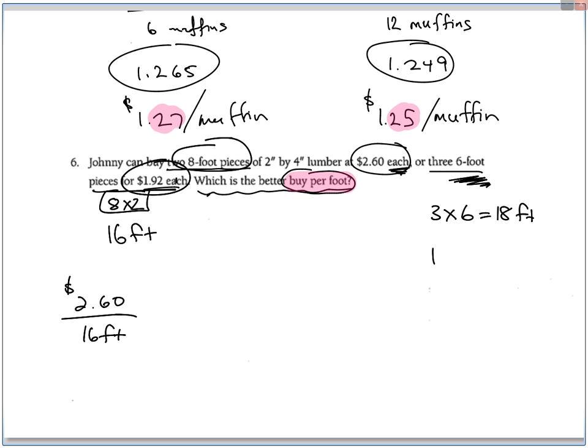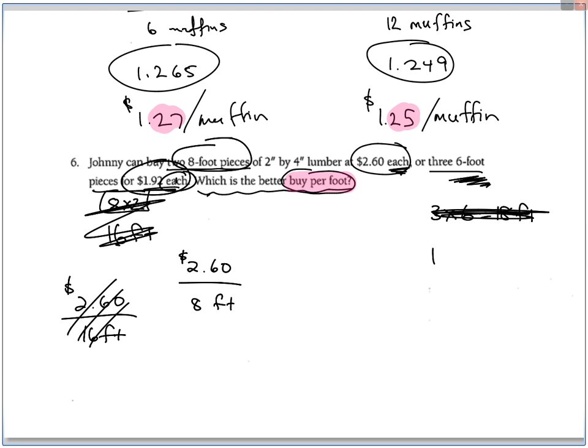Oh, we gotta be careful here. Each is important. So let's just fix this up. So he's paying $2.60 for each piece. Well, each piece is only worth, this one's worth 8 feet. So I don't have to do this calculation at the beginning. So $2.60 for 8 feet, and then $1.92 for 6 feet. This is what we have to compare. Because they gave us the price for each.